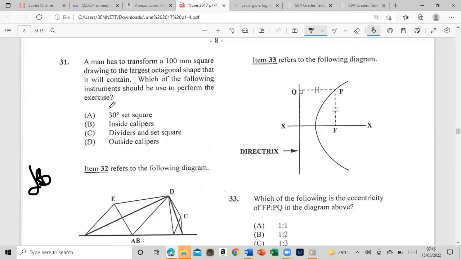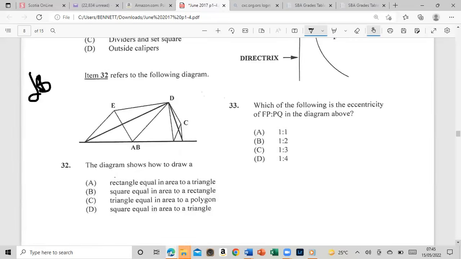A man has to transform a 100 meters square drawing to a larger octagonal shape. Which of the following instruments is to be used to perform the exercise? A, a set square, B, inside calipers, C, dividers and set square, or D, outside calipers. 30 is A, set square. Set square is very important in technical drawing, all right?